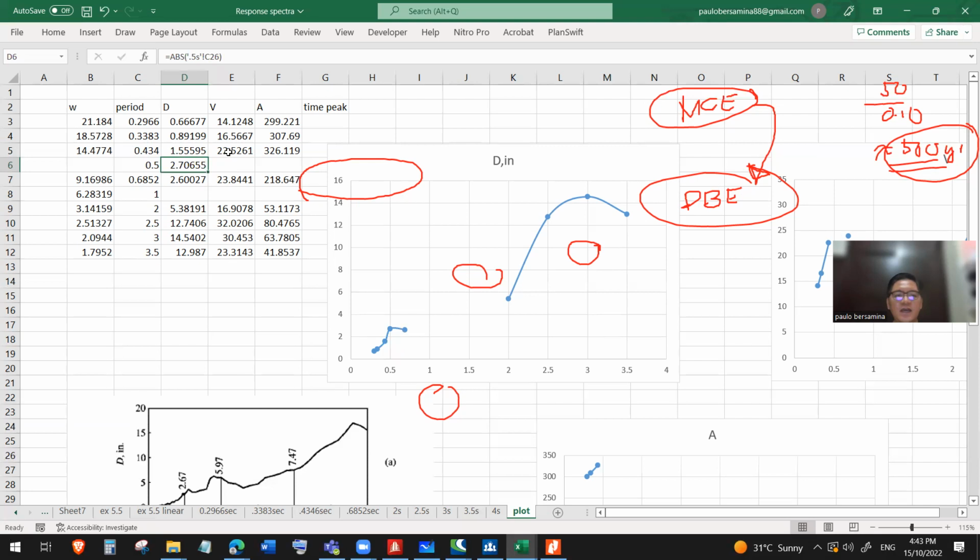Okay. Ayan. Then, copy-paste ko lang. Bakit ano value nito? Copy ko lang to. Ayan. And then, just copy-paste this formula.